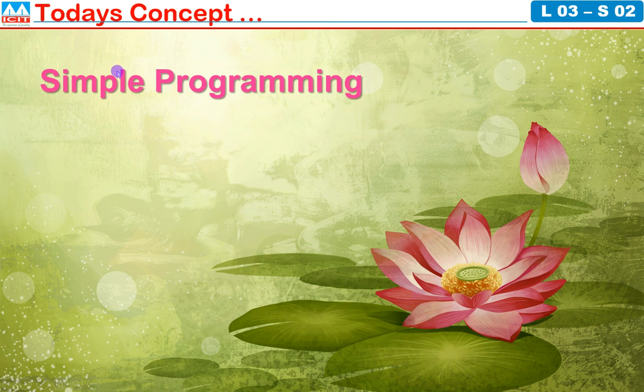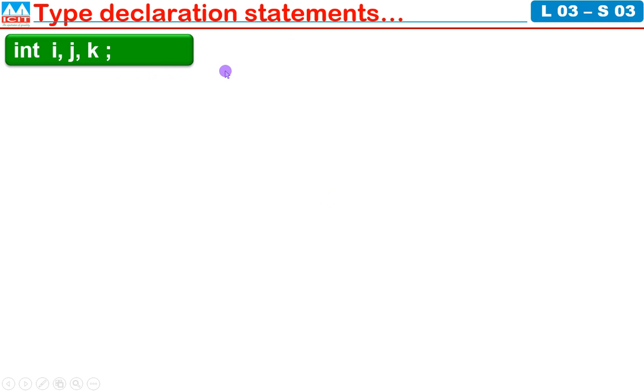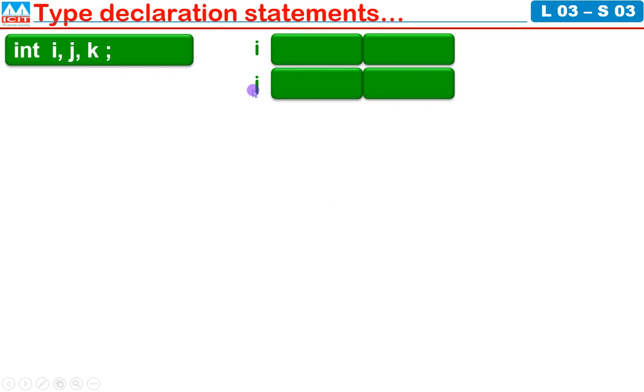Today's concept is simple programming. Type declaration statements. Int i, j, k. At the time of execution, you are going to assign 2 byte space to the variable i, 2 byte space to the variable j, and 2 byte space to the variable k.